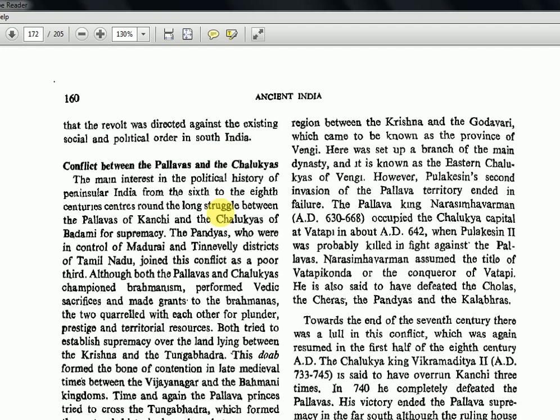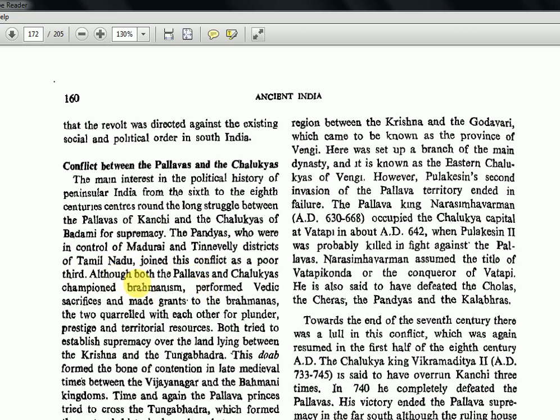Now we'll be focusing on Pallavas and Chalukyas. The main interest in the political history of Peninsular India from the 6th to the 8th century centers around the long struggle between the Pallavas of Kanchi and the Chalukyas of Badami for supremacy. These were the two important ones, even though we saw at least 10 names above in the previous pages. The Pandyas, who were in control of the Madurai and Tirunelveli districts of Tamil Nadu, joined this conflict as a poor third. So these two are important and the third, you can tell, Pandyas, in the order of importance.